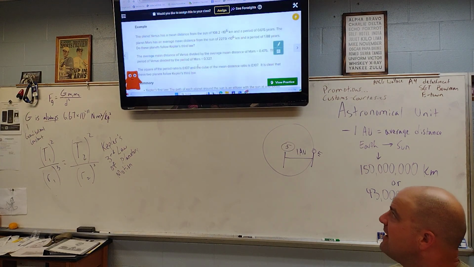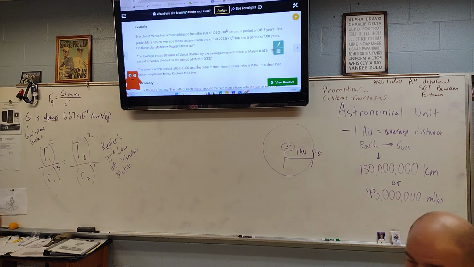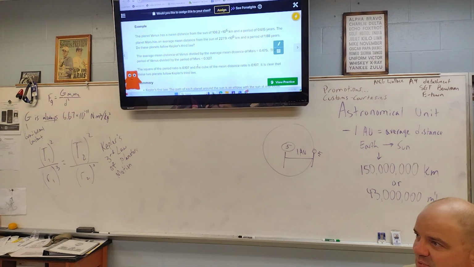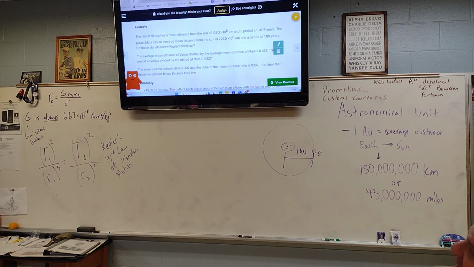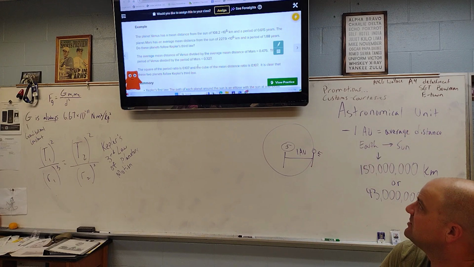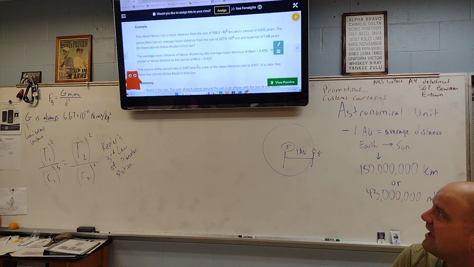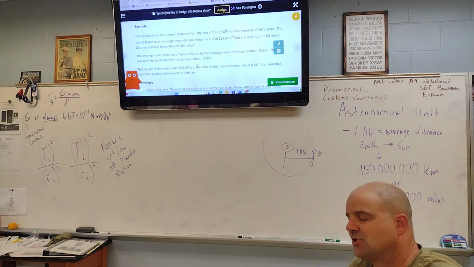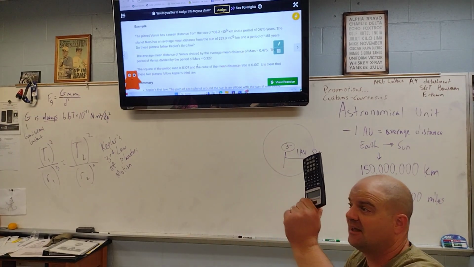All right, example. The planet Venus has a mean distance from the sun of 108.2 times 10 to the 6 kilometers and a period of a little over half a year, right? 0.615 years. The planet Mars has an average mean distance from the sun of 227.9 times 10 to the 6 kilometers and a period of 1.88 years. Do these planets follow Kepler's third law? Get your calculator.